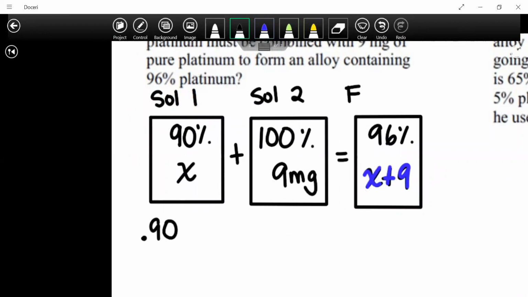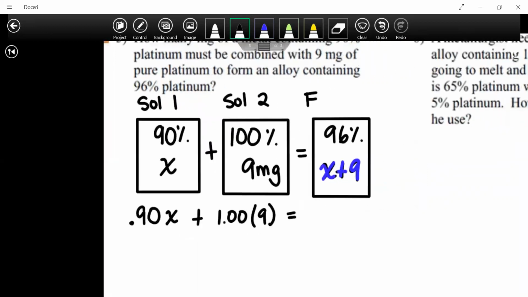We don't have to have that 0, but just so you guys can recognize that we have a 90% solution, that one is going to be added to 1.00 times 9, because we have 9 milligrams of that. And then we have the 0.96 times x plus 9. So this is how we want to be able to look at them.